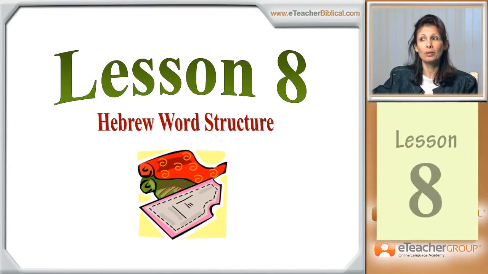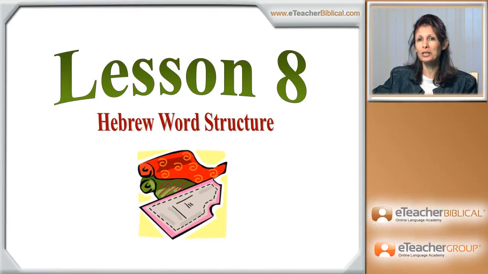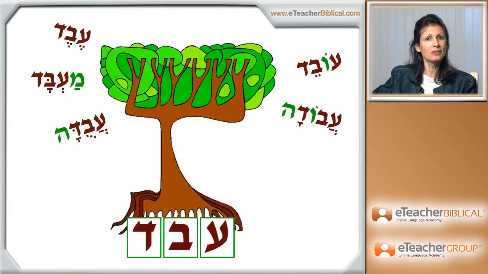Today we're going to talk about Hebrew word structure. This is quite odd for English speakers, but it's Semitic, so you want to know that it's a very different concept. What you can see here in the slide, we present a tree, and under the tree you can see 3 letters. What are those 3 letters? Those are the root letters. So what is a root letter?